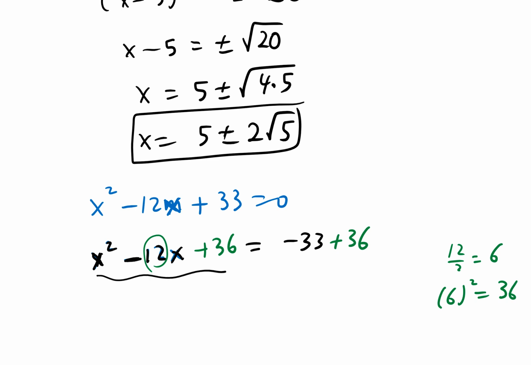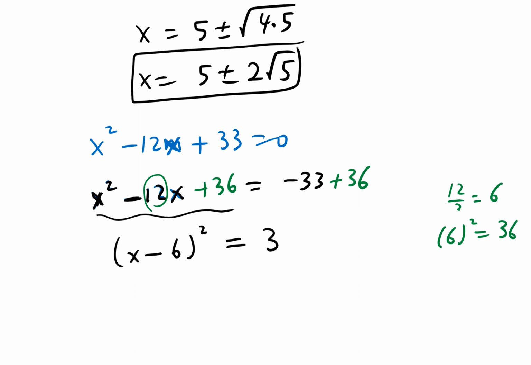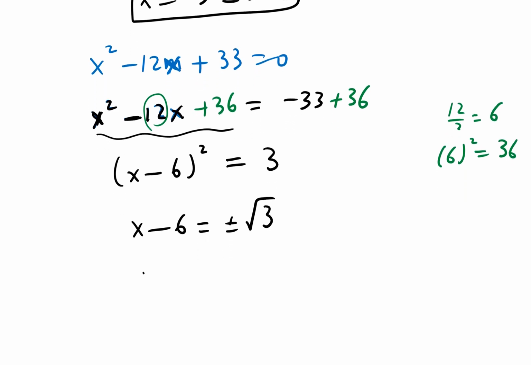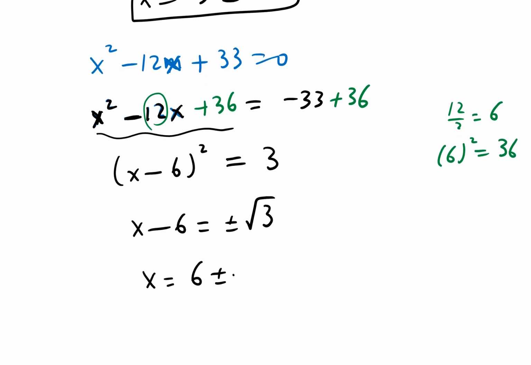So on the left side, you get x minus 6 squared. That's where you complete the square. On the right side is simply 3. Then, by the square root property, this equals plus or minus the square root of 3. You may add 6 to both sides, and that gives us what we need. Again, you may split it up into two solutions.